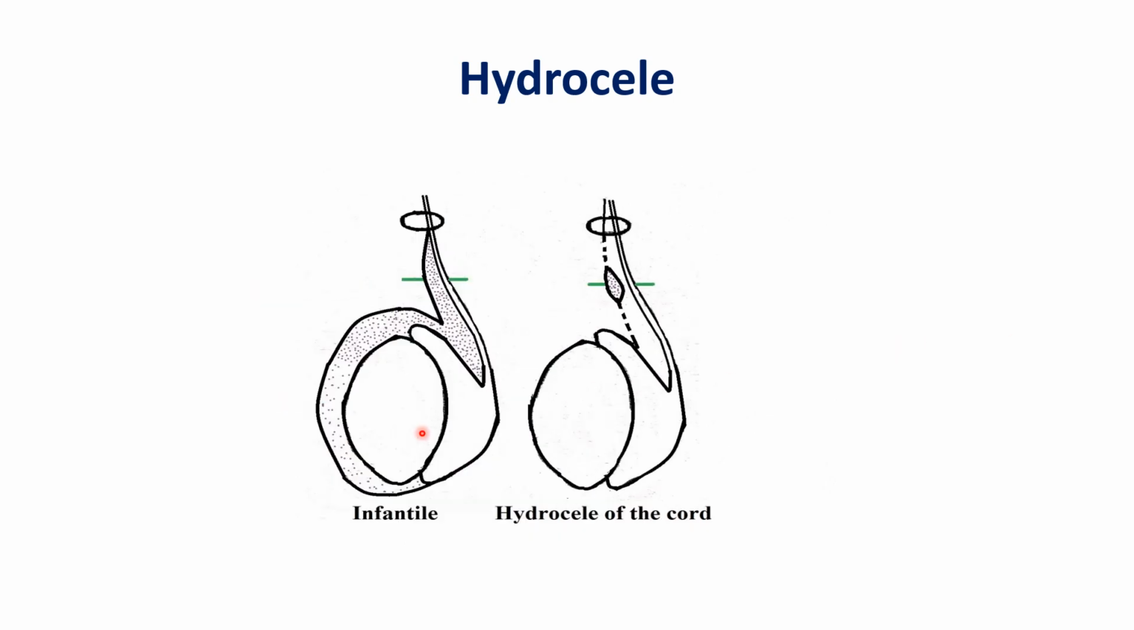Then we have infantile hydrocele. Here the fluid extends up to the level of deep inguinal ring. And then we have hydrocele of the cord, where the persistent processus vaginalis is present in relation to the cord region only. So fluid is collected here in the region of the cord. So these are different types of hydrocele.